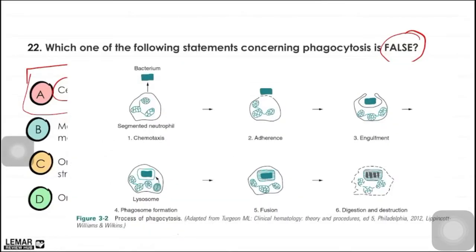So this is from the textbook, showing the 6 processes of phagocytosis. First, of course, chemotaxis. Number 2, adherence. Number 3, engulfment. Number 4, the lysosome. Number 5, fusion of the organelle in the bacterium. And number 6 is the digestion and destruction.